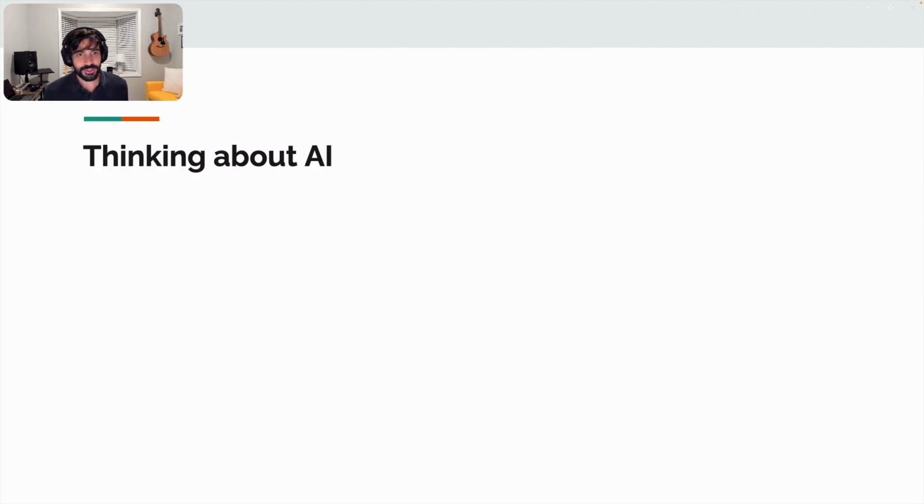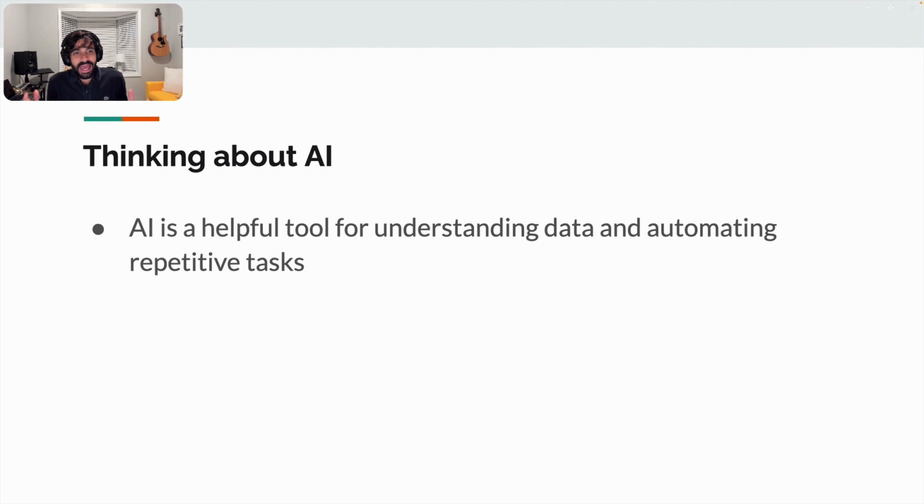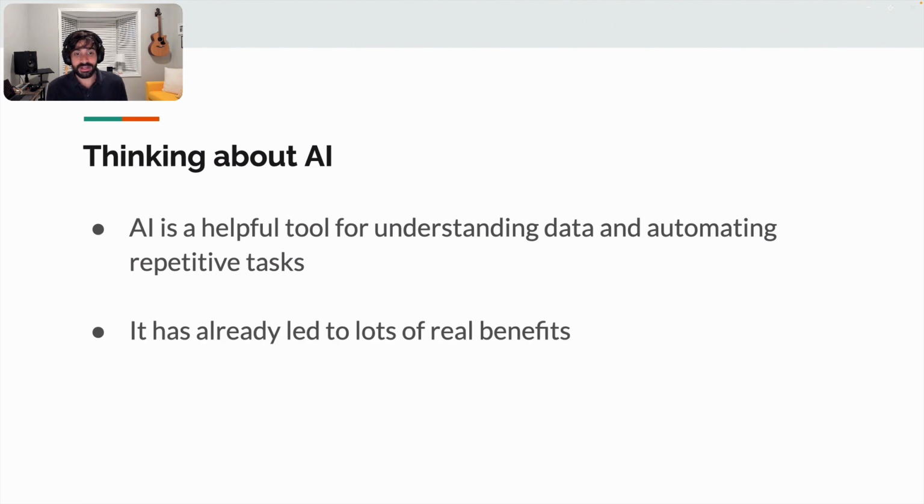So some final thoughts about AI. Really, AI is just a helpful tool for understanding data and for automating repetitive tasks. It allows us to get a little bit of insight about some data, and it can do that very quickly and very cheaply. AI has already led to lots of real benefits across the board in all sorts of industries and use cases. It's a real tool. It's been around for quite a long time, and it can be very effective.